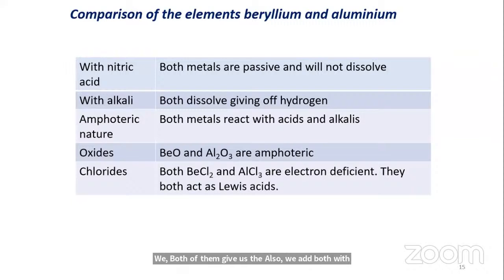Then also, both beryllium and aluminium give us electron deficient chlorides. That is, in both aluminium chloride and beryllium chloride, the octet rule is not satisfied. And that means that these compounds, both the beryllium and the aluminium halides, can exist as Lewis acids. They are electron deficient, so they can readily accept electron pairs to form a stable compound. So that is that about beryllium and aluminium.